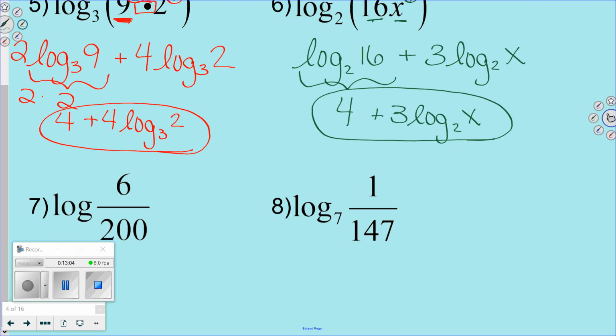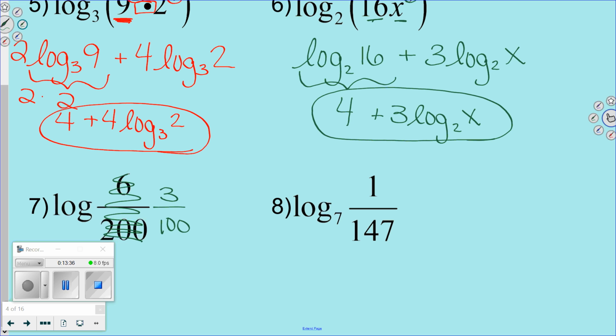All right, so number 7. How many times will I write the word log? Twice. I'm going to write it on the 6, and I'm going to write it on the 200. Now, 6 over 200, does that bother anybody else but me? It should bother you, because what's wrong with it? That's not simplified. We know that we simplify everything. So instead of 6 over 200, I should write 3 over 100. Let's always make sure they're simplified.